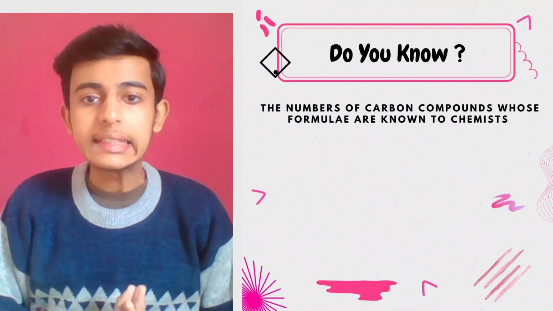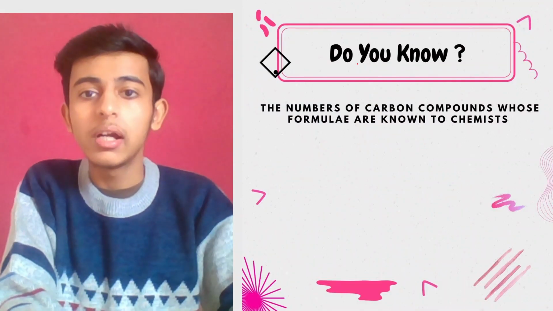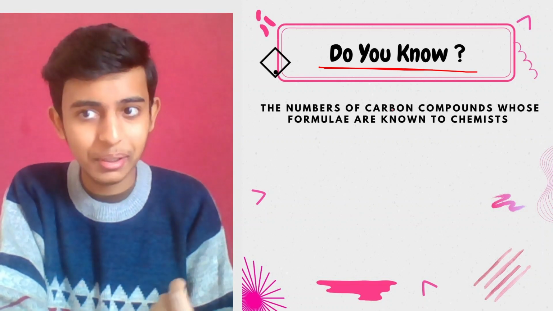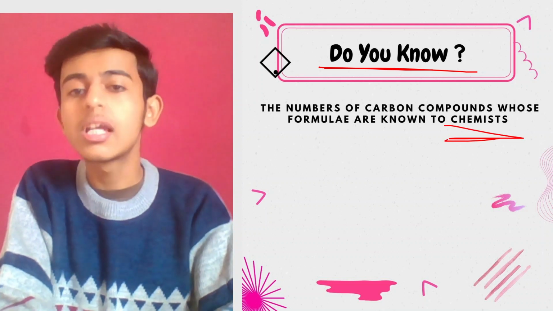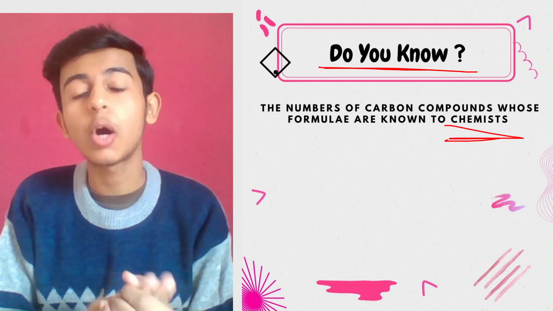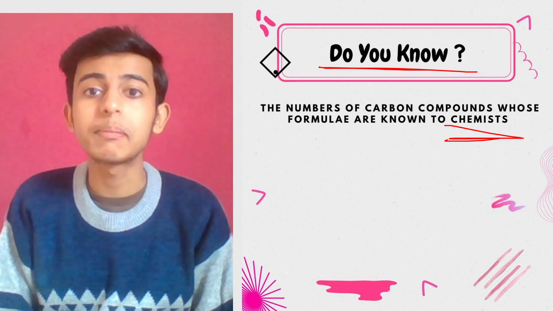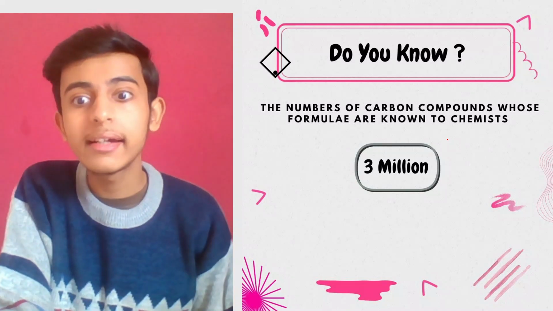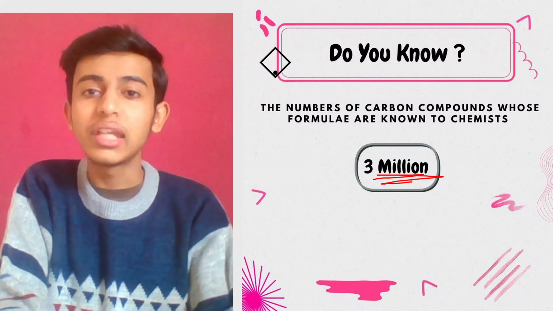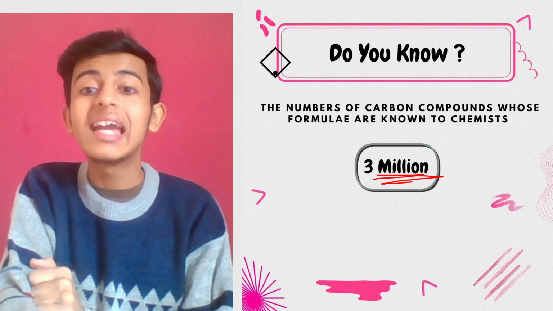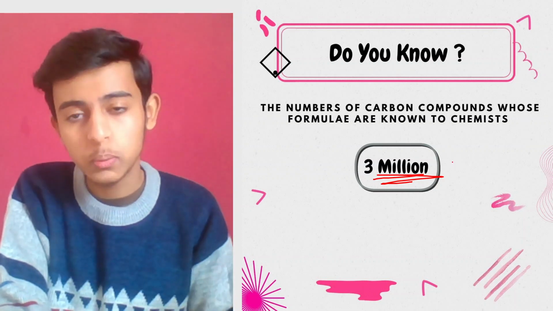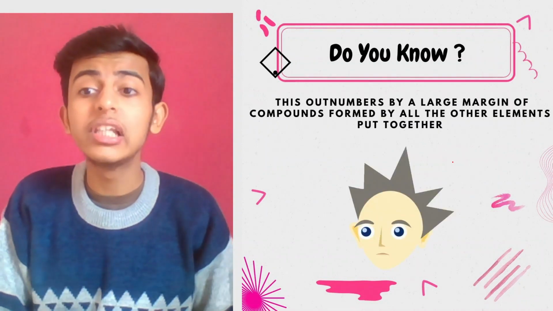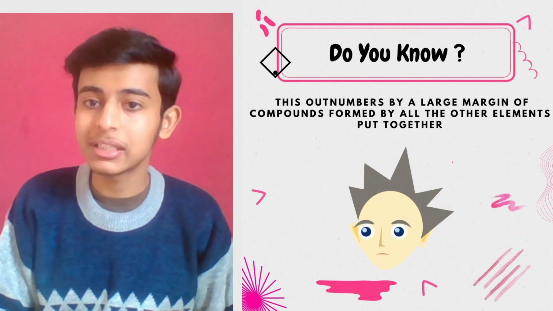First we're getting started with a "Do you know" concept, a very interesting fact. The number of carbon compounds whose formulae are known to chemists. How many compounds, how many formulae are known to the scientists? Any idea? You would be shocked. 3 million. Can you just imagine? Can you count the zeros in this number, 3 million? So many compounds are known to chemists. That's a very big thing.